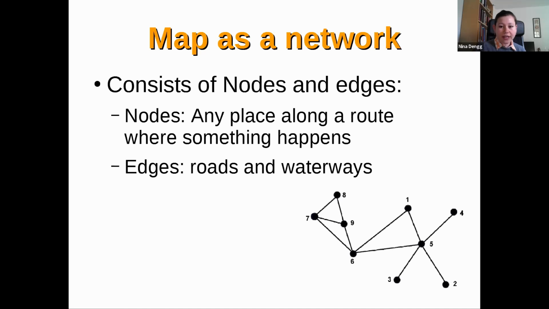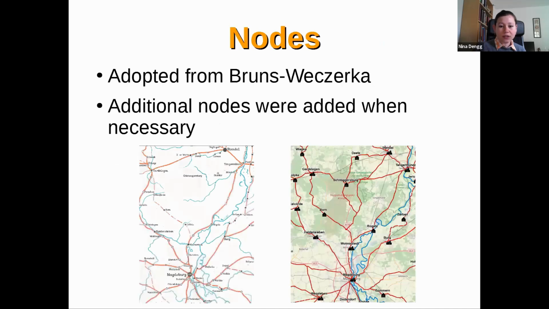As we already mentioned, the nodes we adopted from the work of Bruns and Wiczierkowski, which were around 9,000 nodes at the beginning. They mentioned waypoints, tolls, bridges, and Bruns and Wiczierkowski used a lot of primary literature and oriented themselves via historical maps. And then we also added some nodes that were necessary because we did some further research.